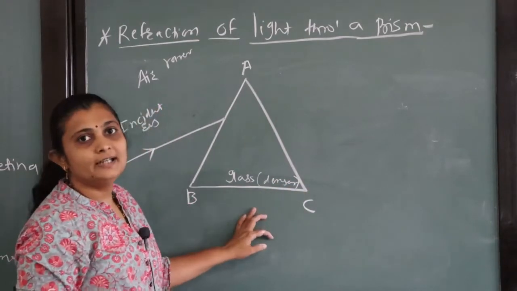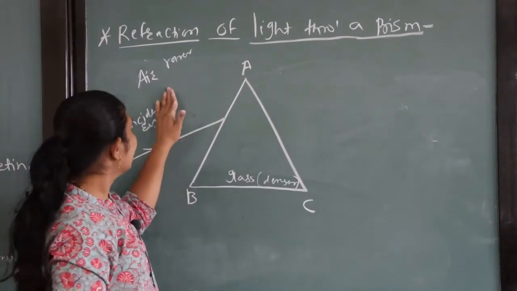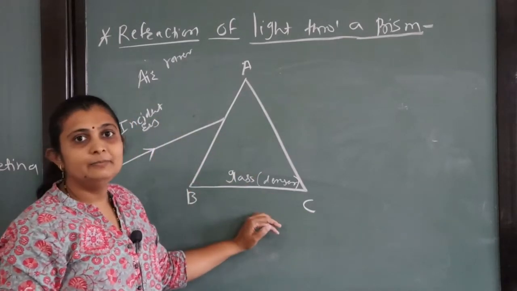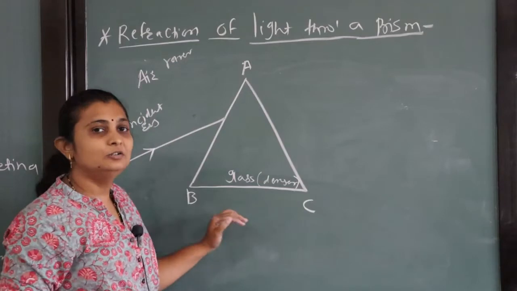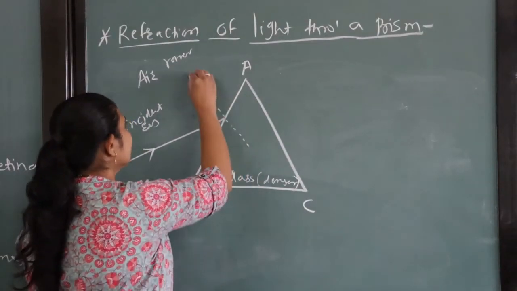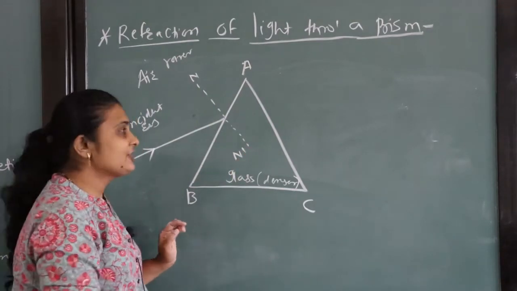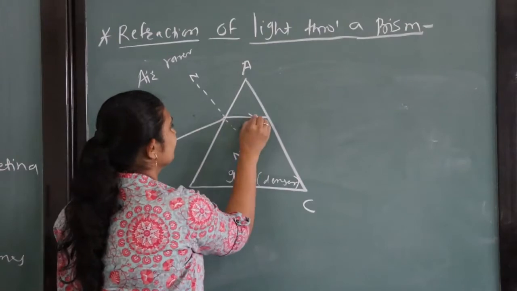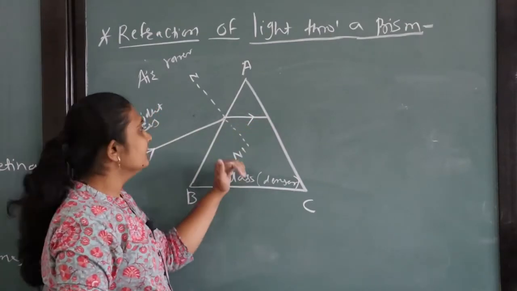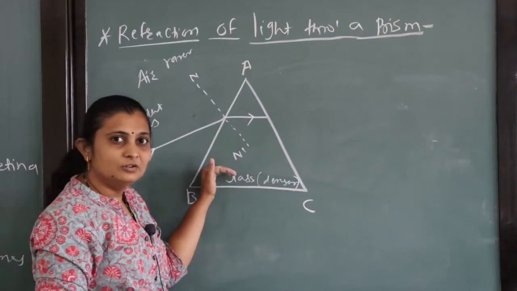Then we already know the laws. When light rays go from a rarer medium to a denser medium, they bend towards the normal. So, we have to draw one normal here, N' is a normal. After refraction, the light ray goes towards the normal.